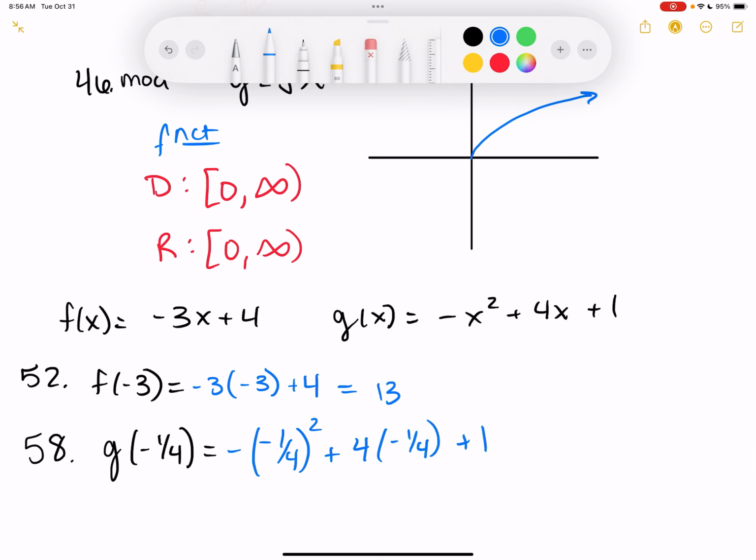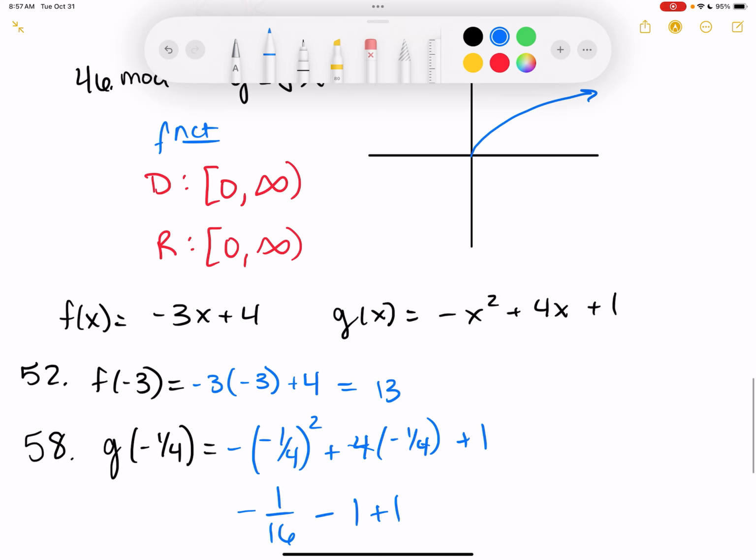So what is negative 1/4 squared? 1/16. Exactly. So because of the negative out front, it's going to be negative. This negative in here becomes positive. So negative 1/16. And then over here, 4 times negative 1/4, the 4s are canceling. So I'm left with negative 1 plus 1, which ends up giving me negative 1/16.